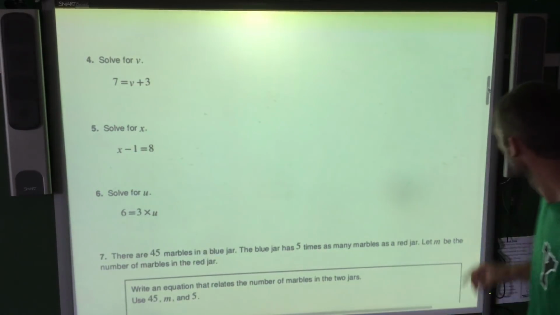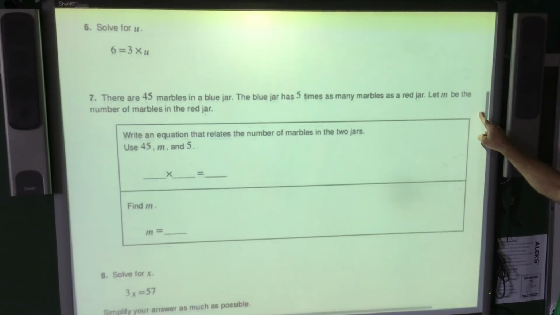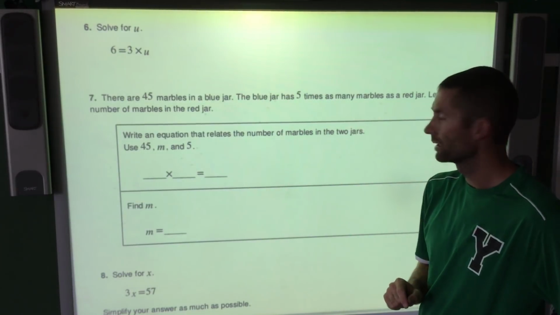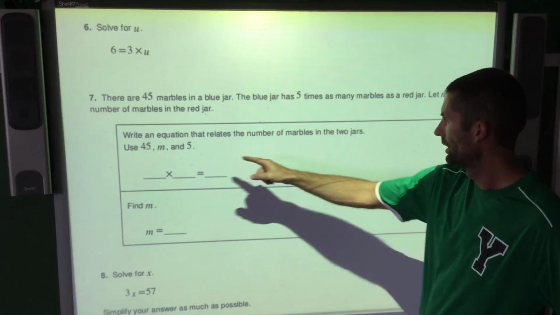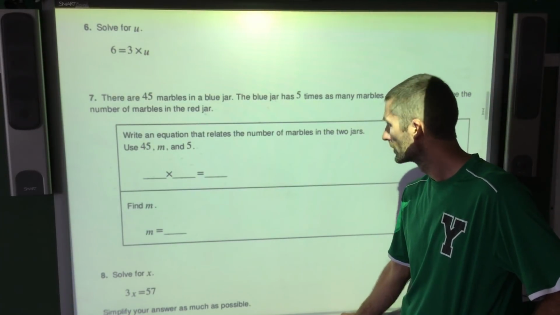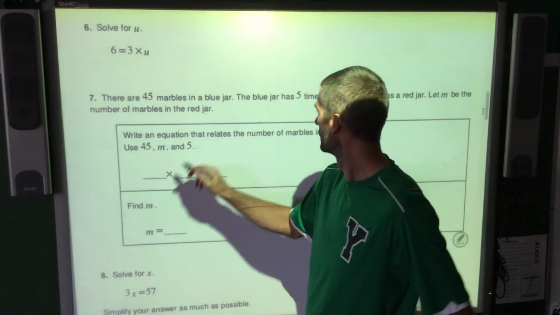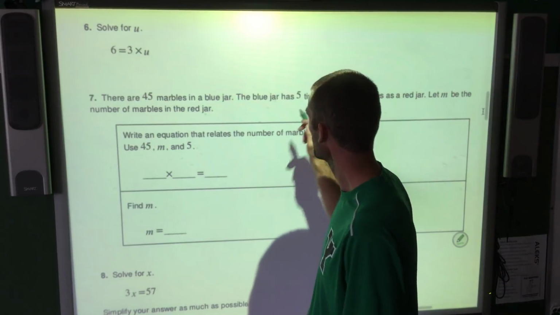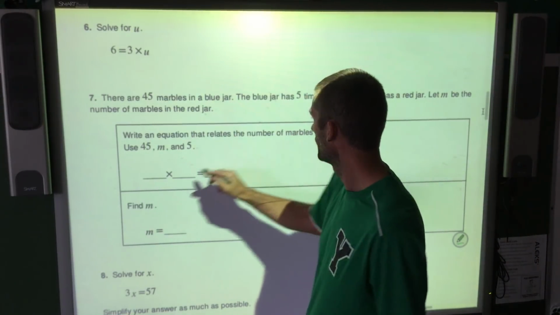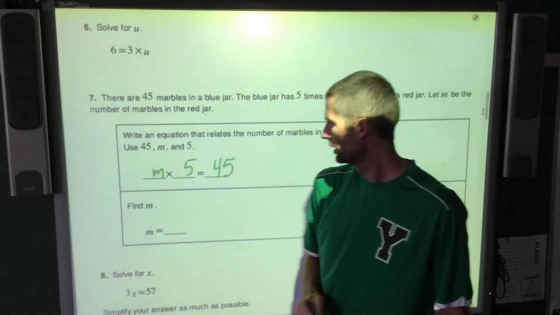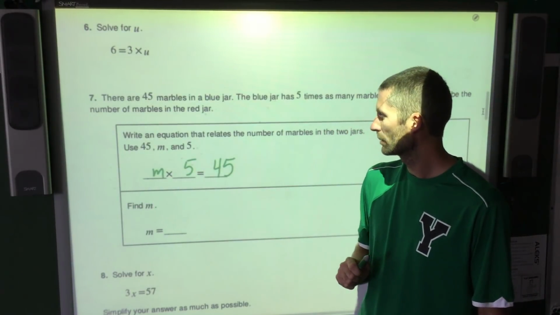Problem 7. There are 45 marbles in a blue jar. The blue jar has 5 times as many marbles as a red jar. Let M be the number of marbles in the red jar. So we know the blue jar has a lot more than the red jar. Use this equation, 45, 5, and M. So there are M in the red jar. The blue jar has 5 times as many as the red. So we're going to do the red, which is M times 5 equals 45. We could have also written 5 times M. M times 5 is the same.